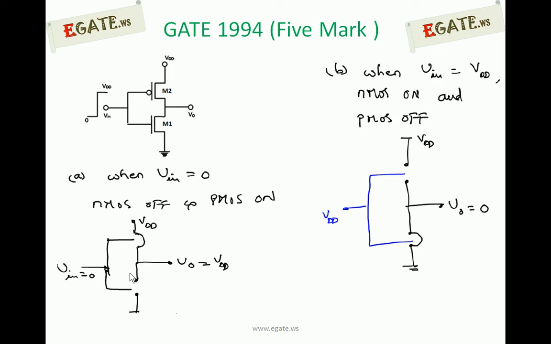When V input is equal to VDD, by that time NMOS will be in the on condition and PMOS will be in the off condition. So PMOS acts as an open circuit and NMOS acts as a short circuit. So this is the equivalent diagram for the second case when V input is equal to VDD. So now the output node is connected to the ground through NMOS, and output will be equal to 0 volts. So whenever you apply input as VDD, output will be 0. That is, logic 1 input will give logic 0 output. Similarly, logic 0 input will give logic 1 output.